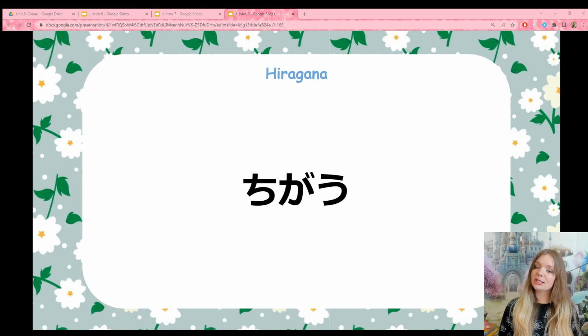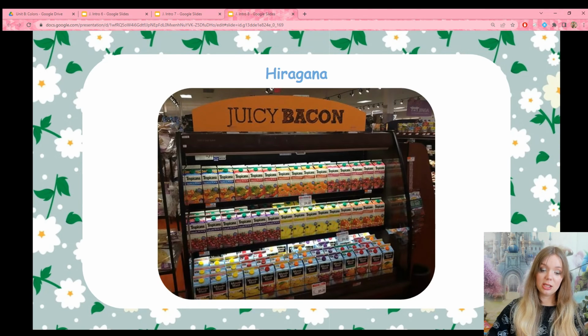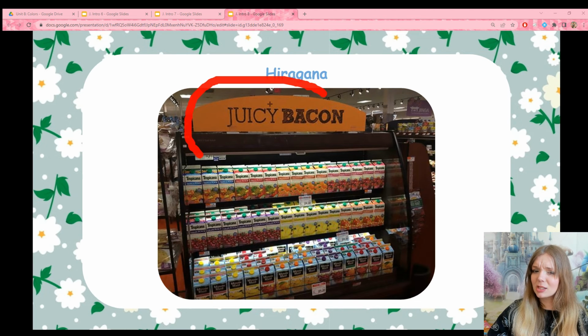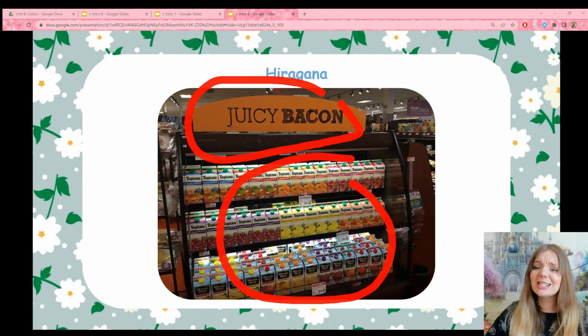What about this one? This one was actually one of your phrases a while back. Do you remember it? Chigaimasu. This is the plain form, the dictionary form. Chigau. It means wrong, incorrect. Look at this picture. Do you notice something wrong about it? Something that is chigaimasu. The sign says juicy bacon, but I've never seen bacon like this before. It's wrong. It's incorrect.